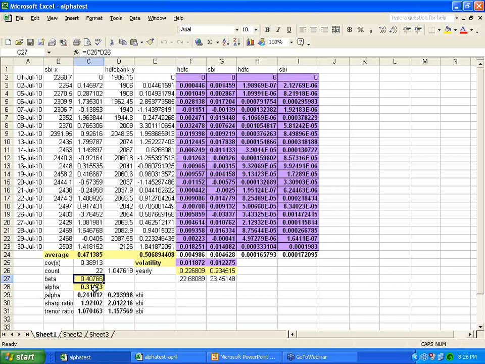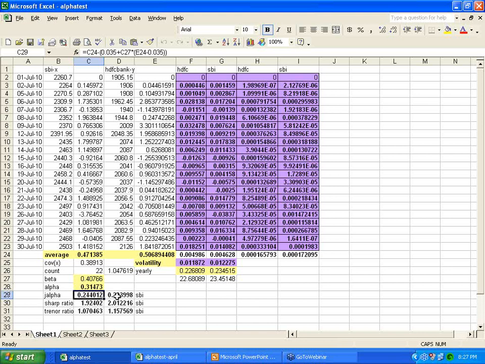So alpha is the average return given by the stock Y minus beta multiplied by the average return given by the stock X. So this is the alpha. Jensen's alpha, in the same way, I have given that formula for you. The interest rate we need to take.